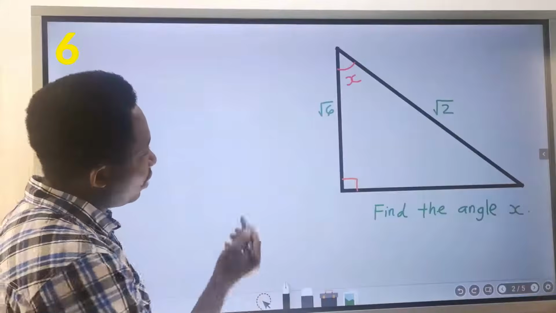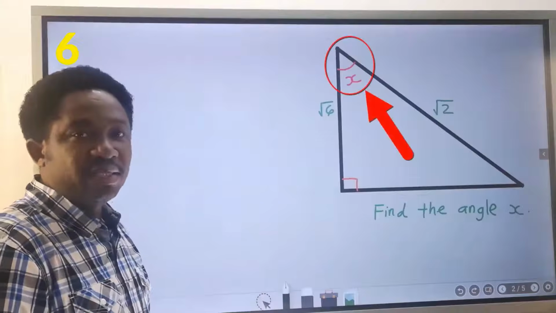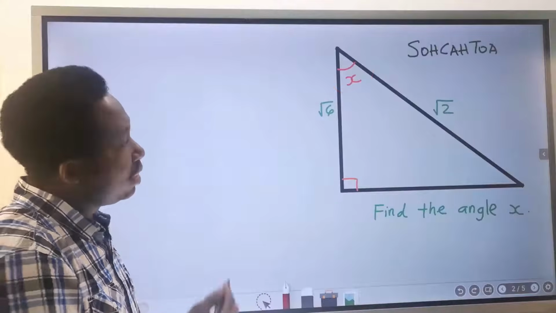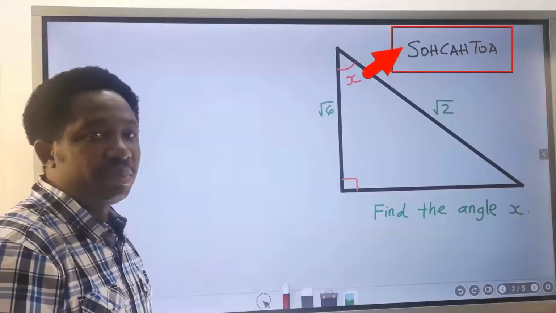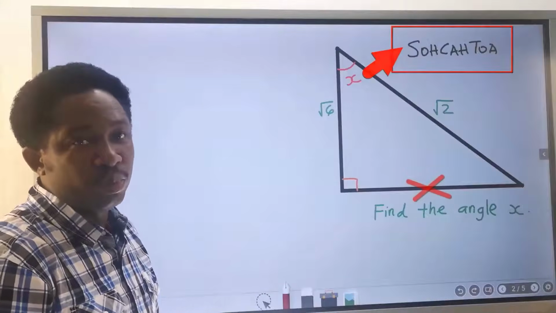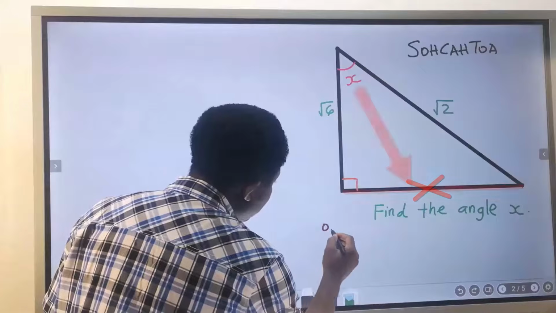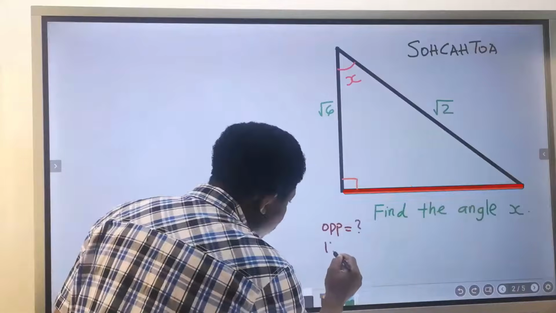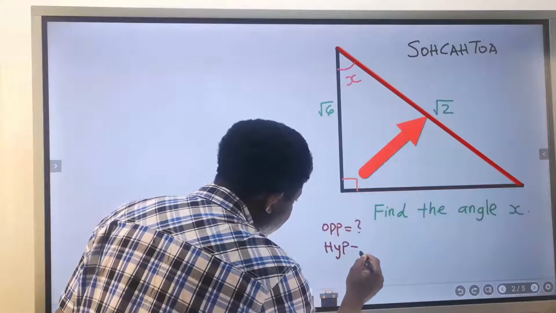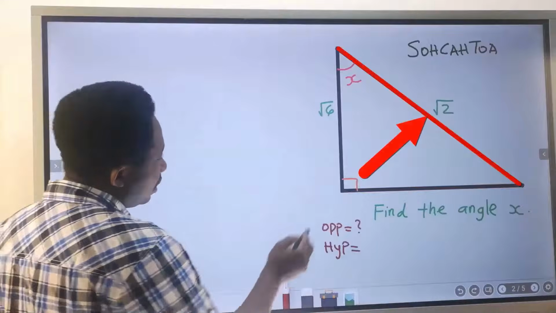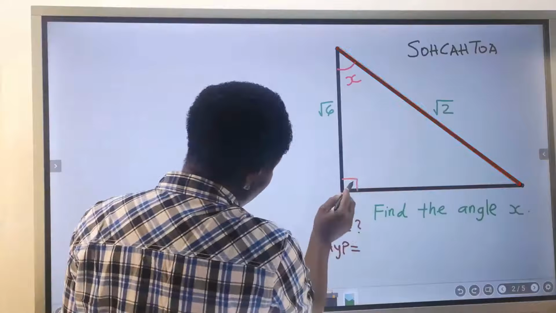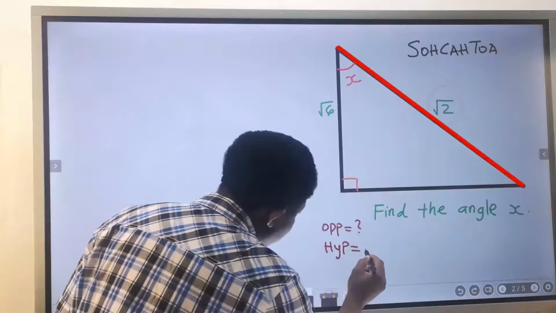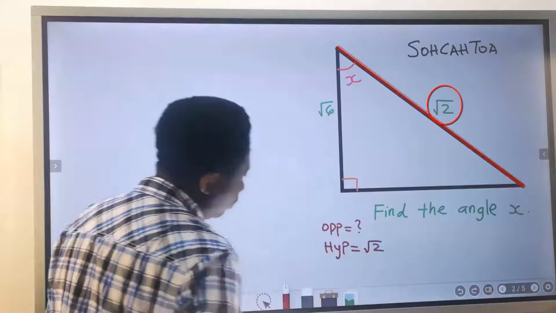Let's find the angle x. To find the angle inside a right angle triangle, we are going to consider SOHCAHTOA. The first step is to identify the opposite. Here, the opposite is not given. Next, we are going to identify the hypotenuse. The hypotenuse is the side facing this right angle. Here, it is the square root of 2.